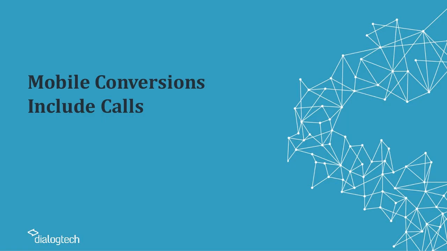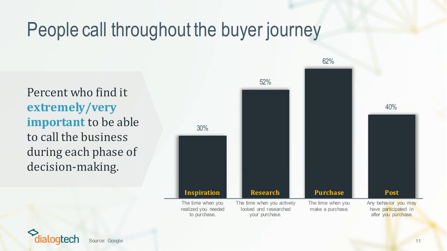So as more display spend shifts to mobile, the next step for marketers is really to recognize that mobile conversions also include phone calls. And this is true throughout the entire buyer journey. People call at every stage. They find it very, very important to their decision-making processes and even post-purchase. I think most significantly here, you can see that 62% of people value the ability to call when they're making a purchase.